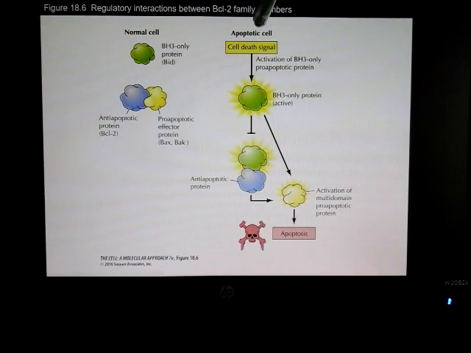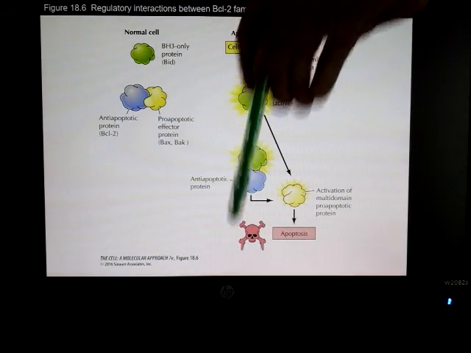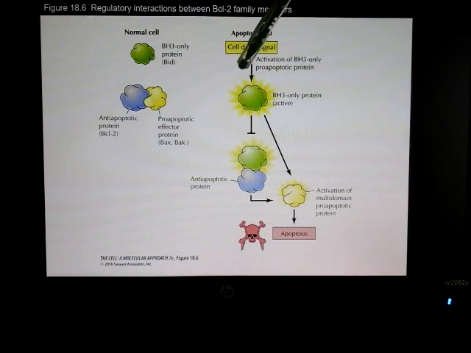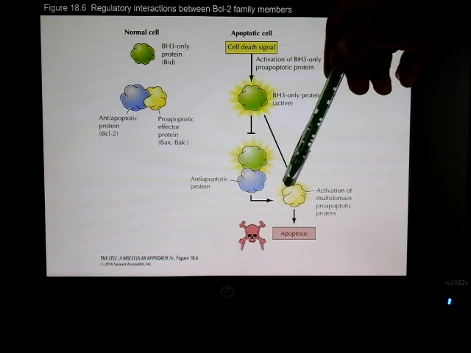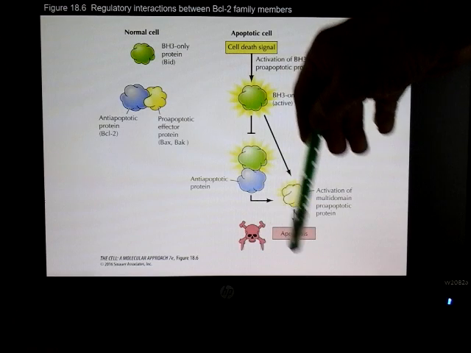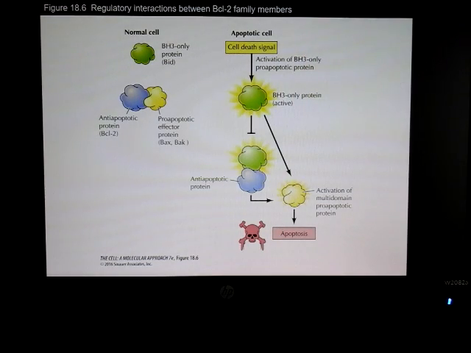So again, here's a good example. So here's your death signal. When I say downstream, guys, I'm talking about anything down here. You get activation of the BH3, and then that activates then all these other proteins that will lead then to apoptosis.